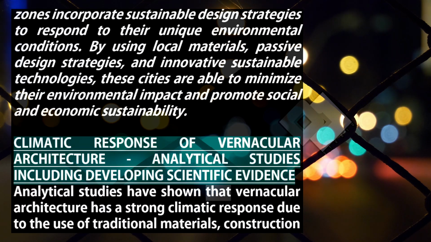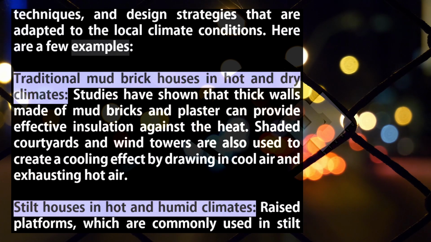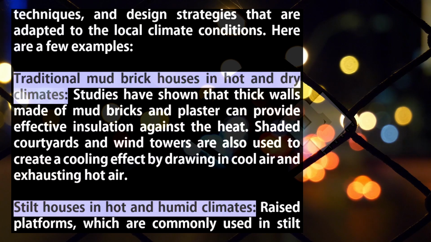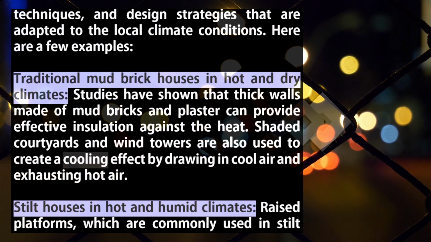Analytical studies have shown that vernacular architecture has a strong climatic response due to the use of traditional materials, construction techniques, and design strategies that are adapted to the local climate conditions. Here are a few examples. Traditional mud brick houses in hot and dry climates. Studies have shown that thick walls made of mud bricks and plaster can provide effective insulation against the heat. Shaded courtyards and wind towers are also used to create a cooling effect by drawing in cool air and exhausting hot air.